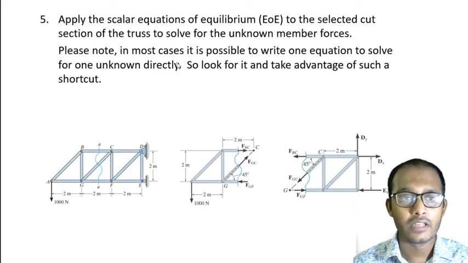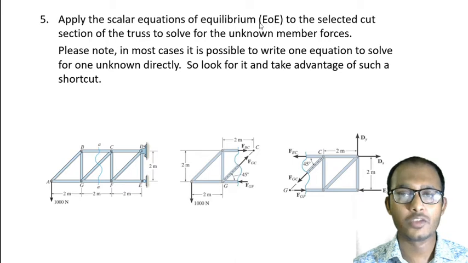Now point number 5, apply the scalar equations of equilibrium, that is EOE, equations of equilibrium, at the cut section of the truss to solve for the unknown forces. So this is the way.